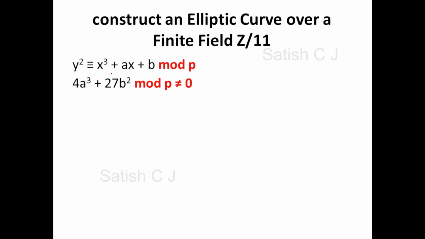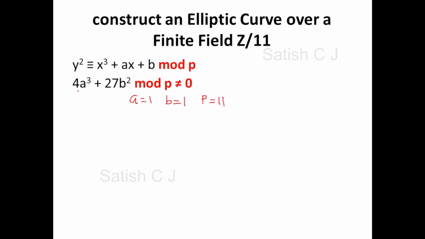So now let us take the values for a and b. Say we'll consider the value for a to be 1 and b to be 1. The very first thing that we have to check is 4a cube plus 27b square mod p should not be equal to 0. Here p is 11 because we have considered the set of all integers mod 11.